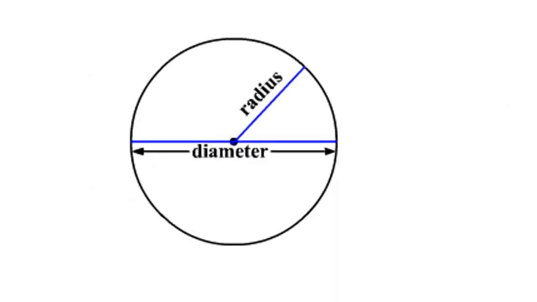Now see the figure of radius and diameter. Radius is from the center to the circumference. That distance is known as the radius. And what is diameter? Diameter passes through the center of the circle and its two endpoints lie on the circumference of the circle. Always remember, diameter is double the radius.